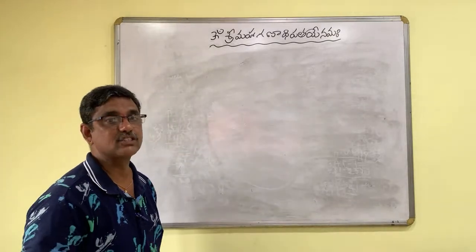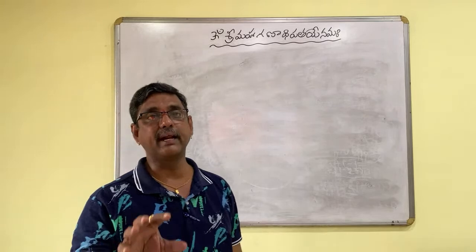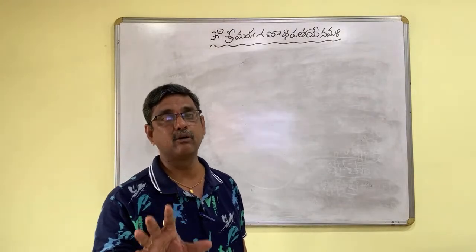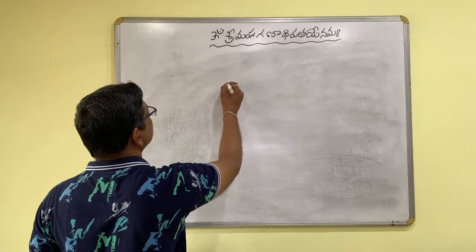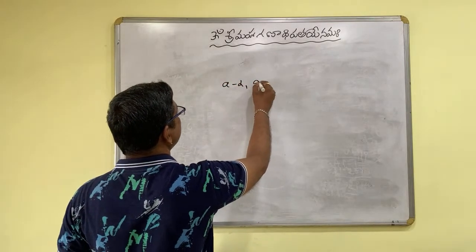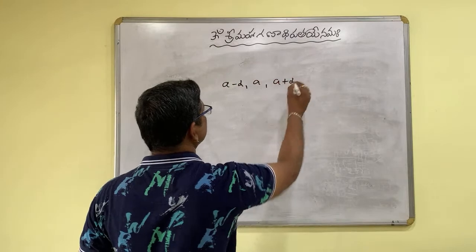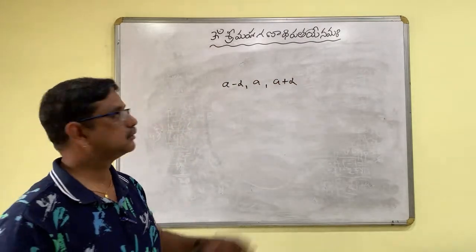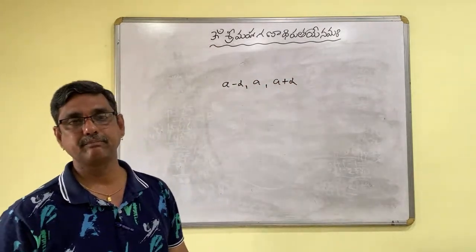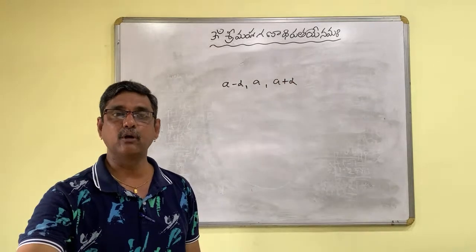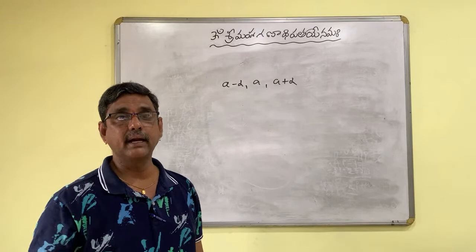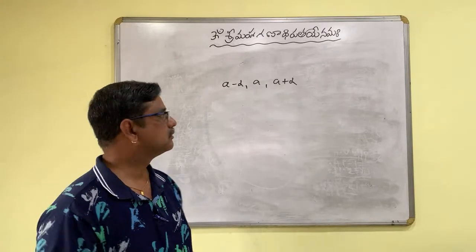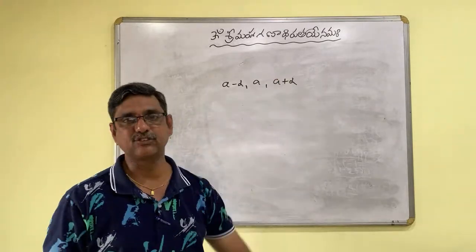Suppose the problem is talking about 3 numbers which are in AP. Then you have to take those 3 numbers like this: a minus d, a, a plus d. You can see that these 3 are in AP. So we have to take 3 numbers like this.